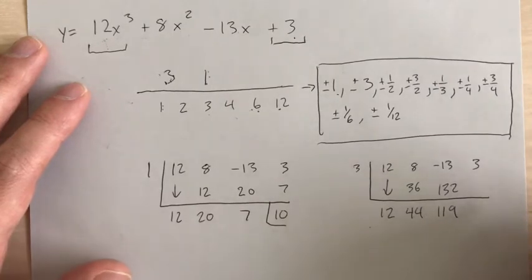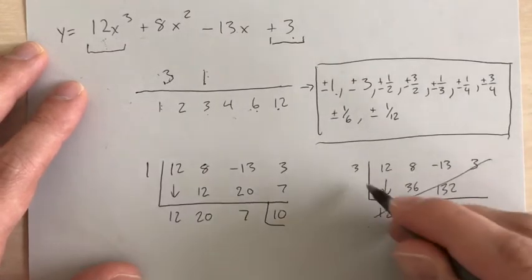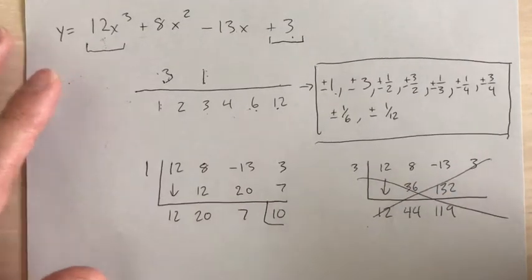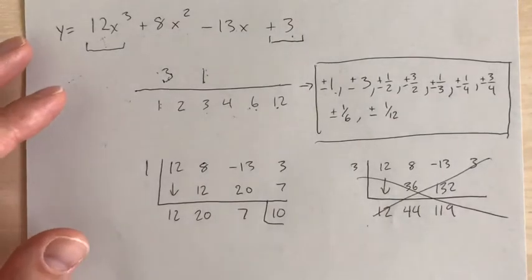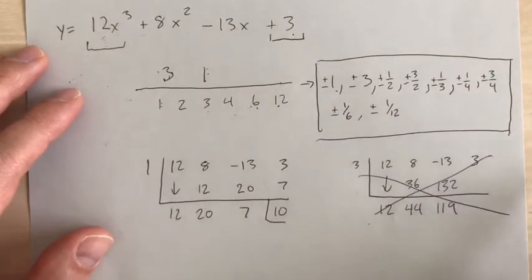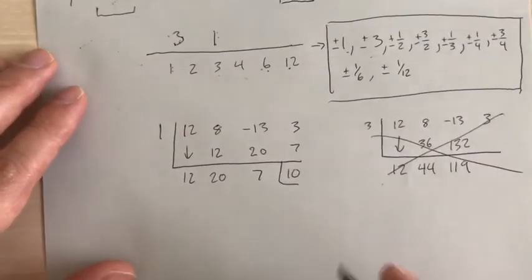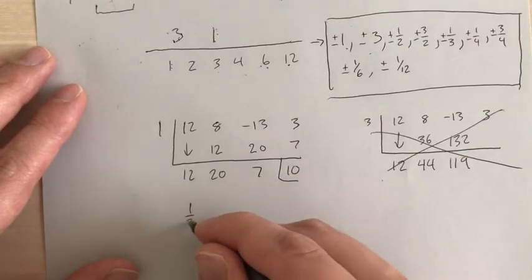3 times 119, goodness gracious, that's going to be a huge number. You know what, you guys, that ain't going to work either. So let's see here. It doesn't look like the whole numbers are working, so it must be one of these fractions. Let's try 1/2. We'll just kind of work our way up with these fractions. So I'm going to try 1/2 here.